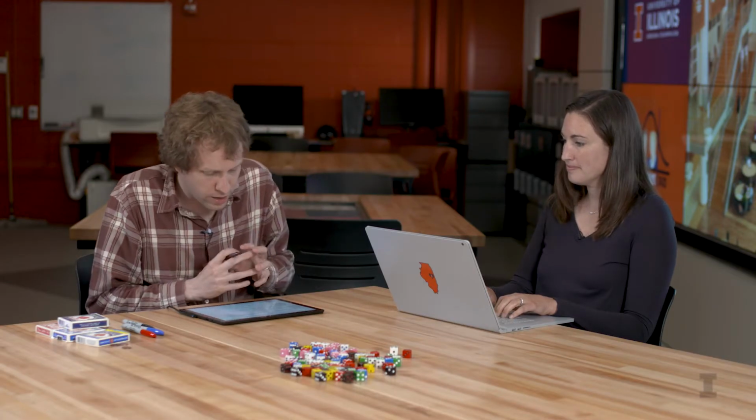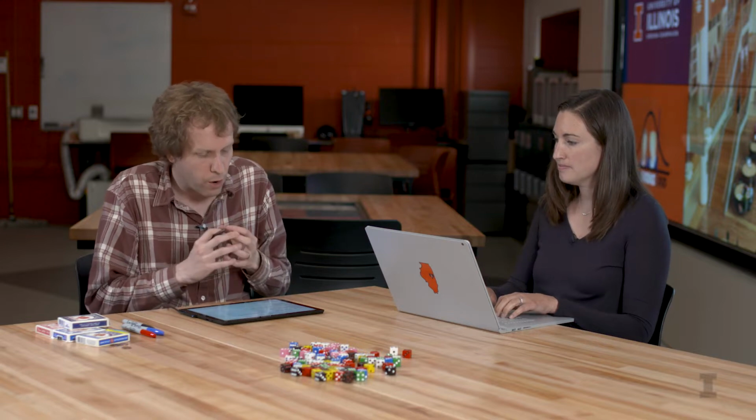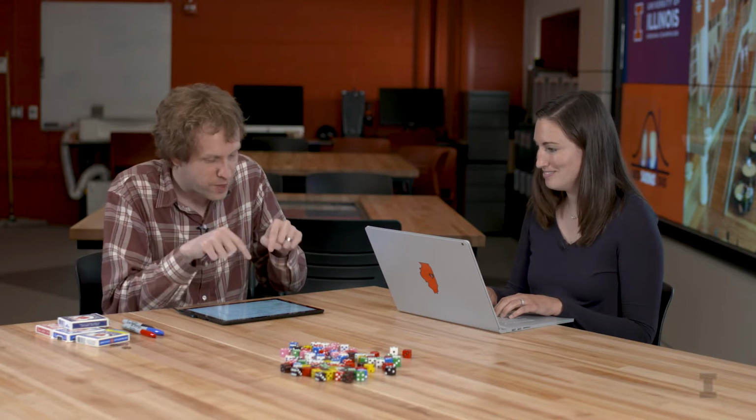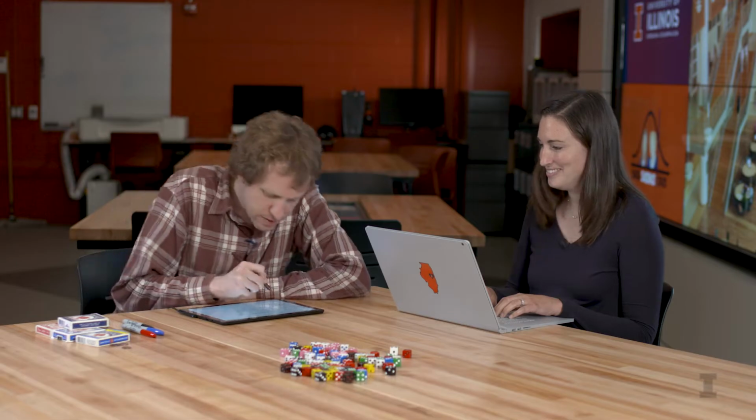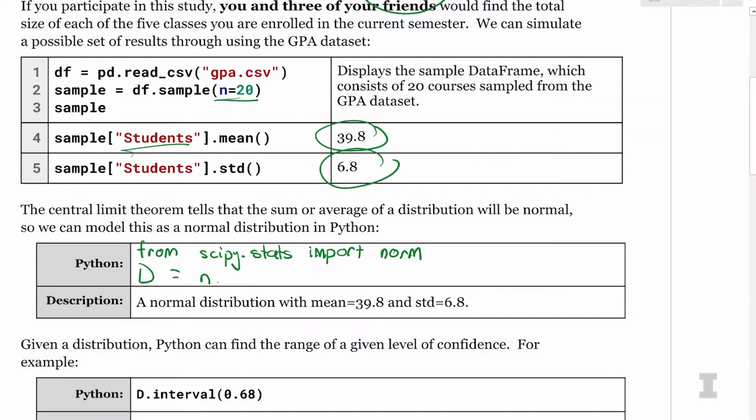And then I can go ahead and create the normal distribution. Here I want to create a normal distribution where we're not necessarily centered at 0 anymore. I don't want just a standard normal distribution. I want the normal distribution for this particular distribution. So I'm going to say d is equal to norm with a mean of 39.8, comma 6.8 for my standard deviation. So I have a normal distribution centered at 39.8 with a standard deviation of 6.8. Yes.